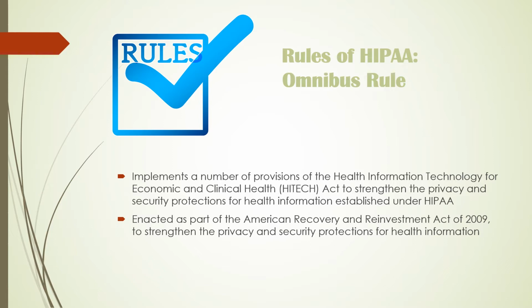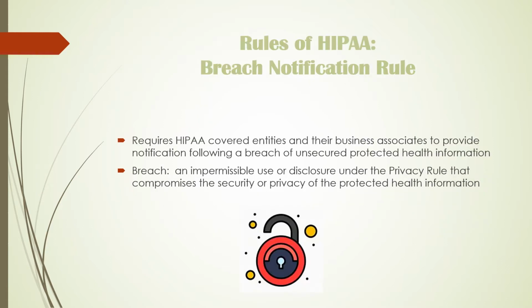The Omnibus Rule implements a number of provisions of the Health Information Technology for Economic and Clinical Health, or HITECH Act, to strengthen the privacy and security protections for health information established under HIPAA. This Omnibus Rule was enacted as part of the American Recovery and Reinvestment Act of 2009 to strengthen the privacy and security protections for health information. The HIPAA Breach Notification Rule requires HIPAA-covered entities and their business associates to provide notification following a breach of unsecured protected health information. A breach is an impermissible use or disclosure under the privacy rule that compromises the security or privacy of the protected health information.